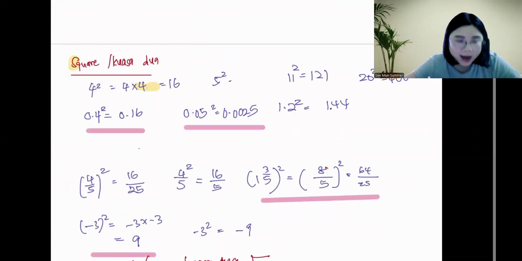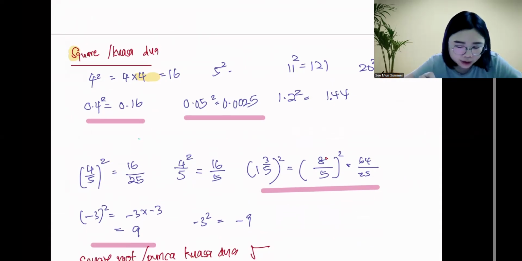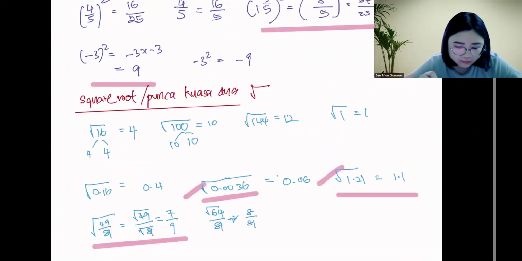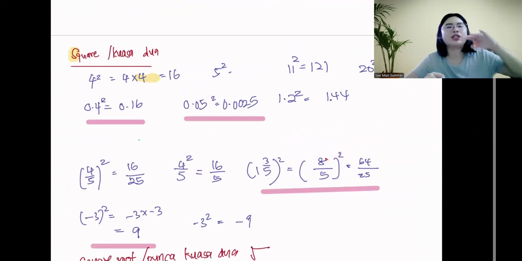So we come to the next part, chapter 2. Are you okay with chapter 2? Chapter 2 is about square. No, it's not chapter 2, it's chapter 3. Maybe I start with chapter 3 first. In chapter 3, we have learned what is square and what is square root, correct? Kuasa and punca kuasa, correct?